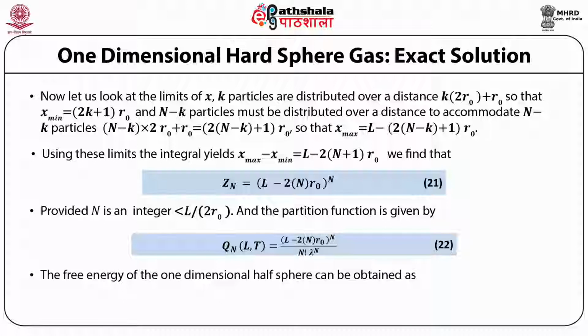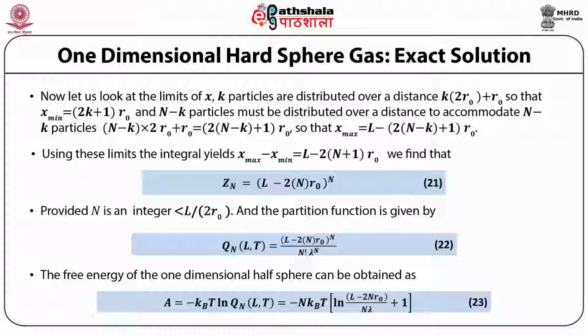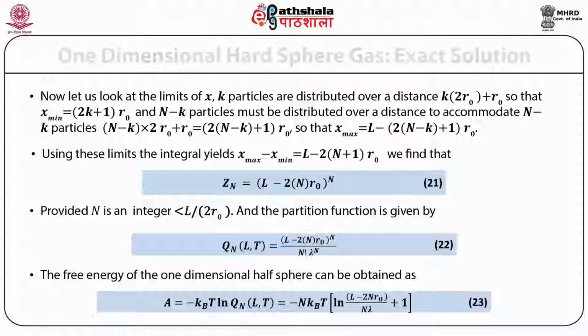The free energy of the one-dimensional hard sphere can now be obtained as A is equal to minus Boltzmann constant multiplied by temperature log of Qn as a function of L and T is equal to minus n kB T multiplied by log of L minus 2 n R naught divided by n lambda plus 1.